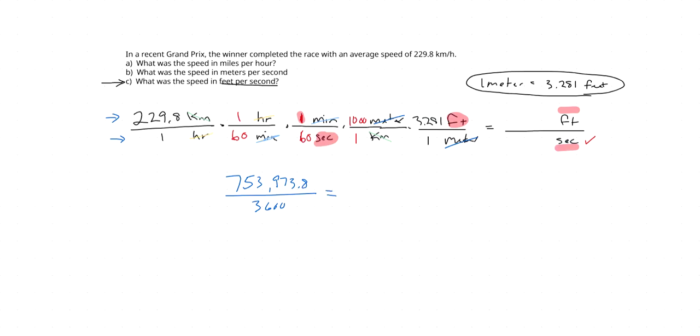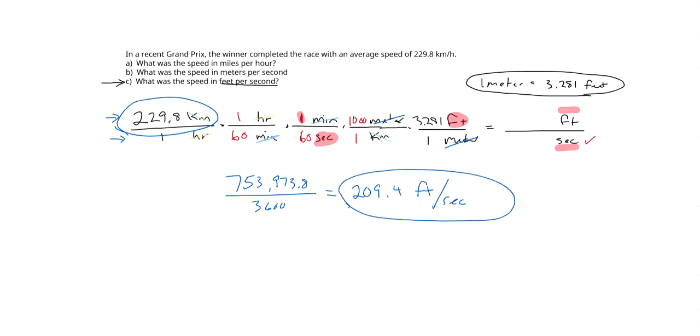So 209.4 feet per second. This race car that was traveling 229 kilometers per hour, which is fast, is also going, stated another way, the same exact speed stated another way, 209.4 feet every second.